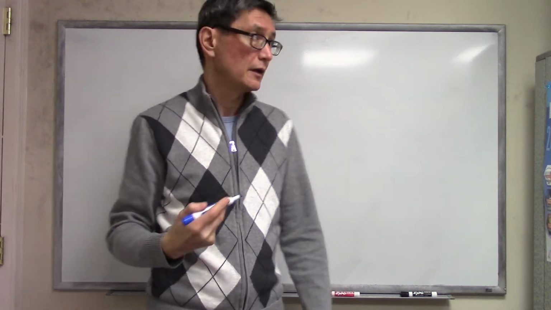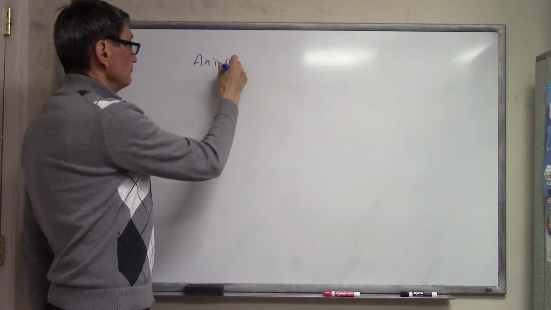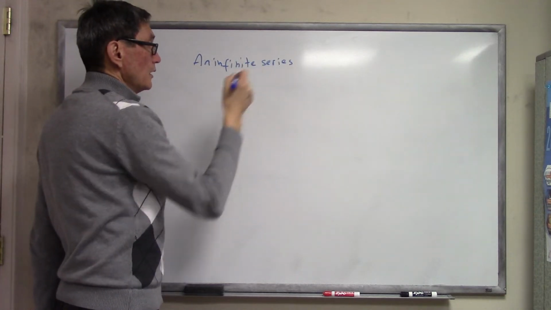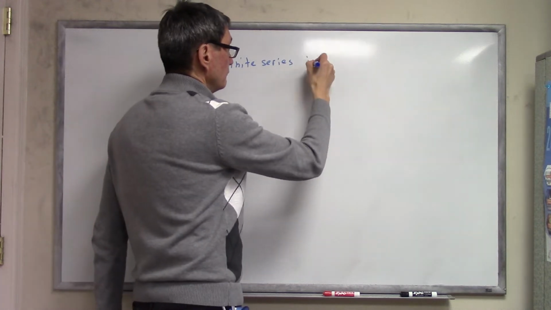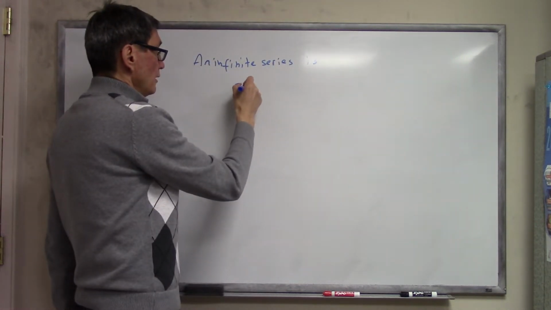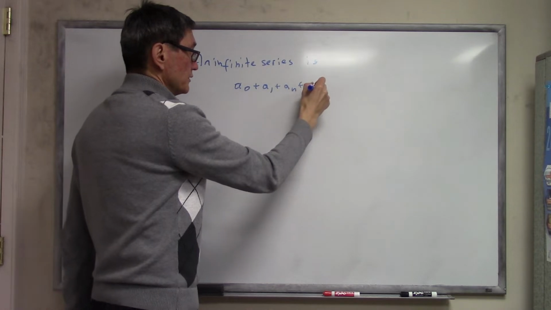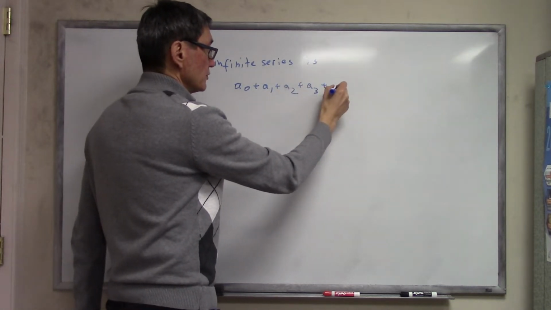An infinite series, or just series, is an infinite sum. That is, in general, we have to add an infinite number of numbers: a0 plus a1 plus a2 plus a3 plus, and so on.